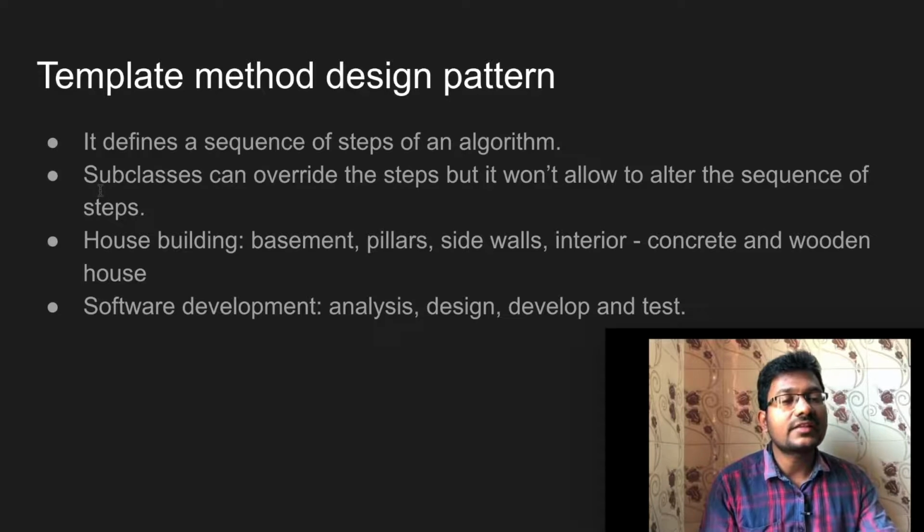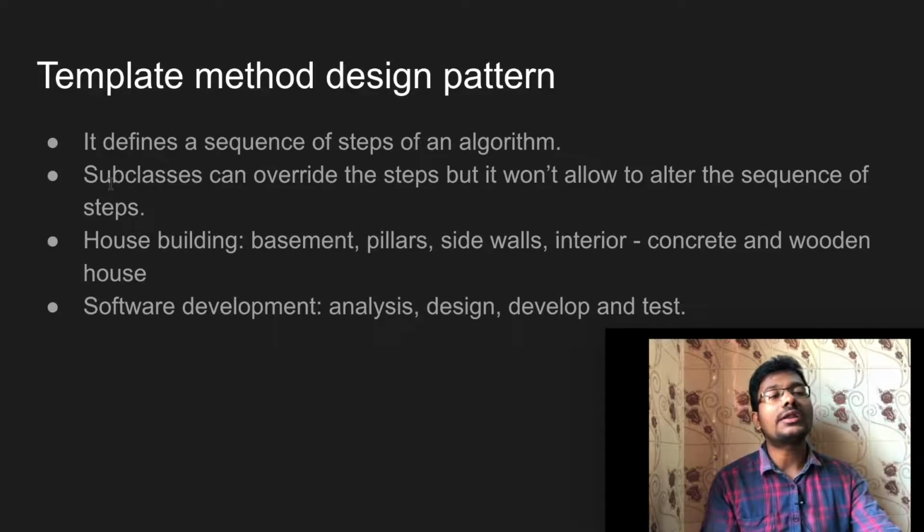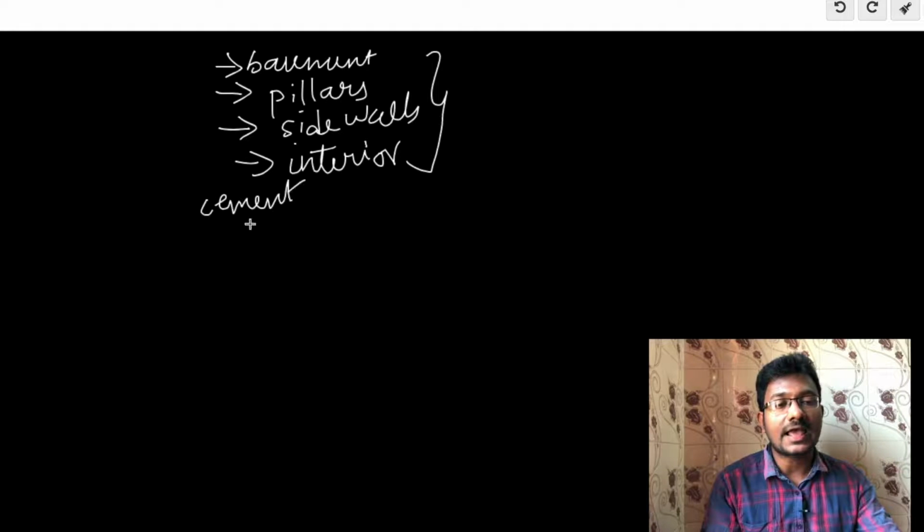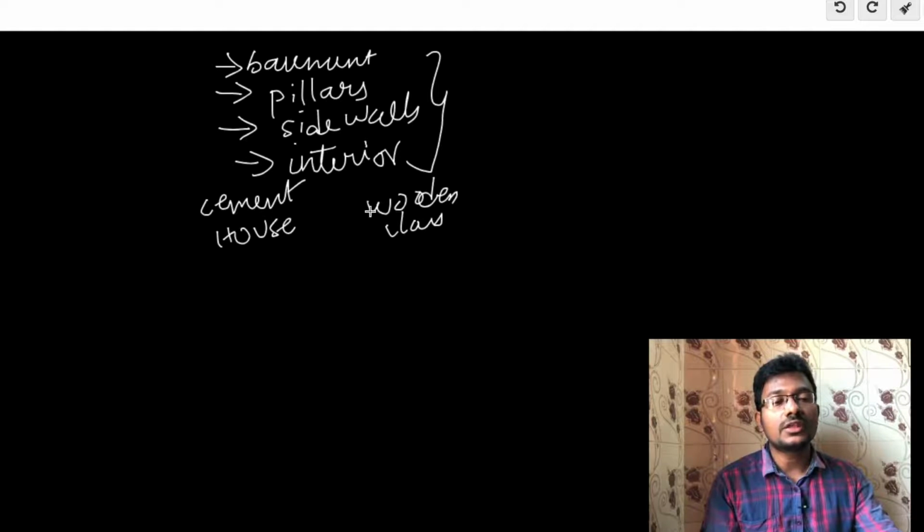Subclasses can override the steps, but it won't allow altering the sequence of steps. For example, suppose there are 2 subclasses: cement house is one subclass, and wooden house is another subclass. If you need to build a cement house as well as a wooden house, you need to follow the same thing. You need to follow the same sequence.